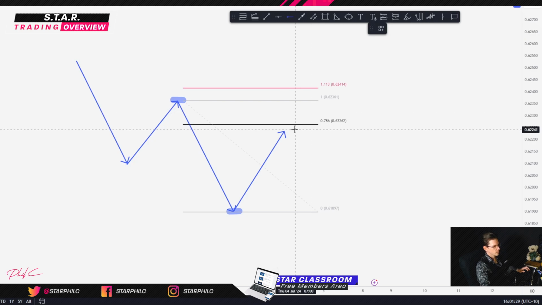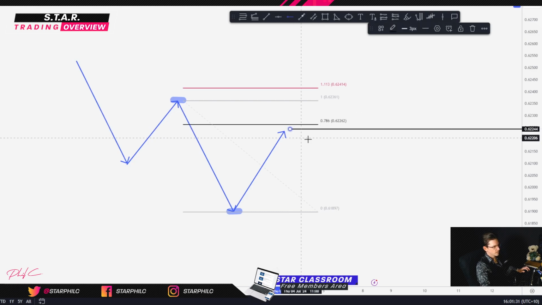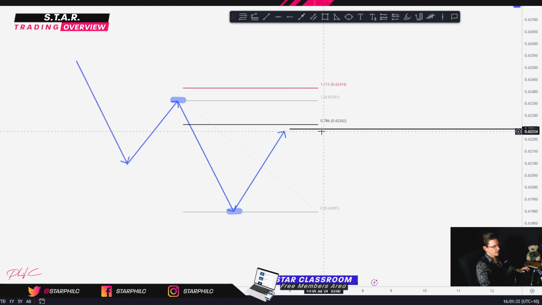So if I take a horizontal line tool, front run our entries, right here is our entry. That is the same every single time. Our entries will never change. If we're looking at a trend trade and our entries are at the 786, from our swing high to swing low Fibonacci retracement, then your entry is always going to be the same.